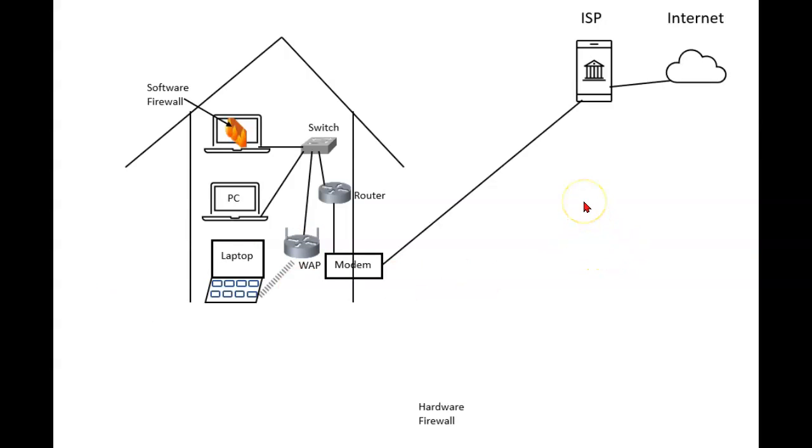Firewalls. Firewalls can be software firewalls or hardware firewalls or both. So in this case, I've got a software firewall. That is to say, the operating system on this computer has a firewall built into it, and a firewall's purpose is to block certain kinds of signals from incoming and outgoing.